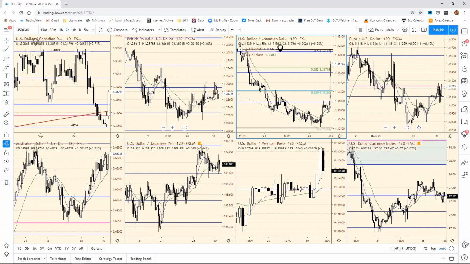But good luck trading the FOMC. And remember, it's going to be in an hour and 15 minutes. An hour and 15 minutes for those of y'all in Europe, obviously affected by the time change.